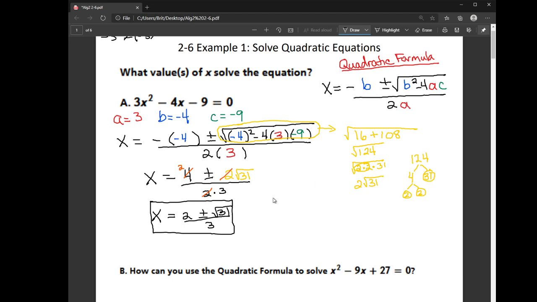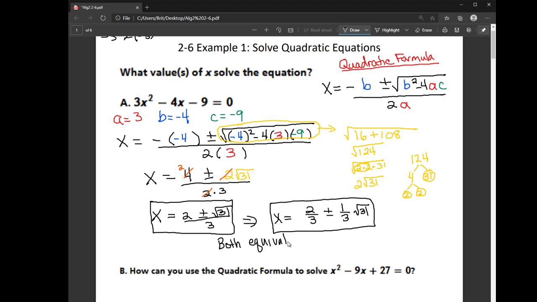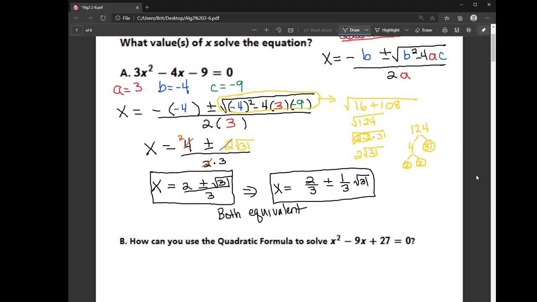Now just be aware, sometimes different books might break this into 2 expressions. So they could also say x equals 2/3 plus or minus, they might say 1/3 square root of 31. That's the same thing, but it looks a little different. These are both equivalent. It just depends on where you're getting the problem from or how you're doing the problem.